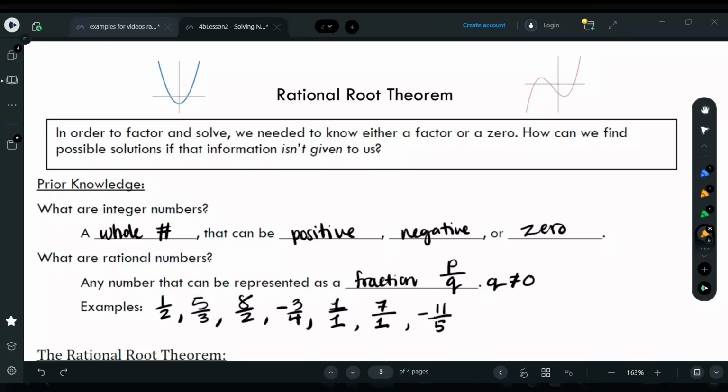Hello and welcome back. Today we're going to look at some more notes. This is our third set of notes so far, and the topic for today is the rational root theorem.